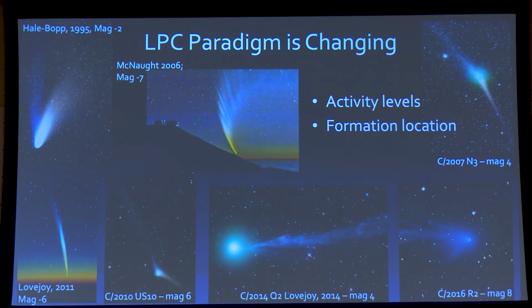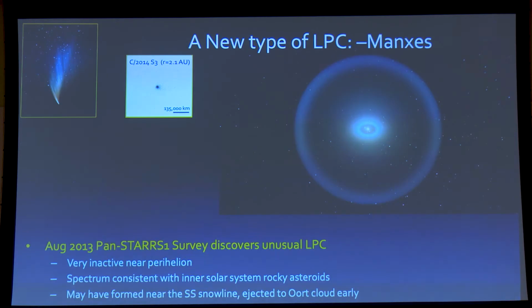And again, because this is a talk about comets, I have to put in lots of pretty pictures of comets. So again, this is what we think of, but we're now seeing comets that have very different activity levels and maybe different suggestions of their formation location within what we classically call the long period comets. So let me start with a new type of long period comet, and these are the so-called Manx comets.